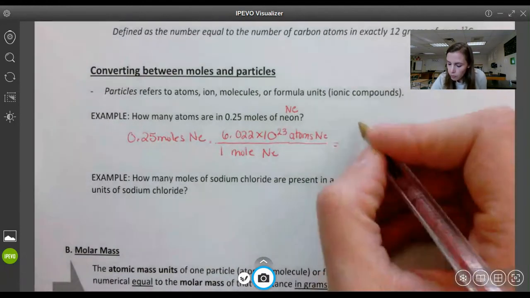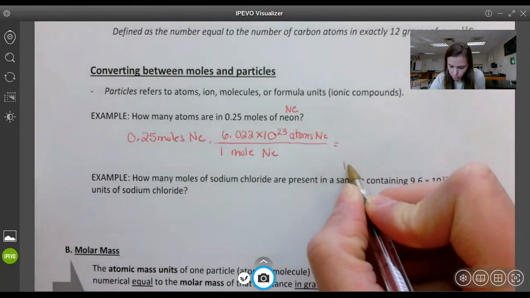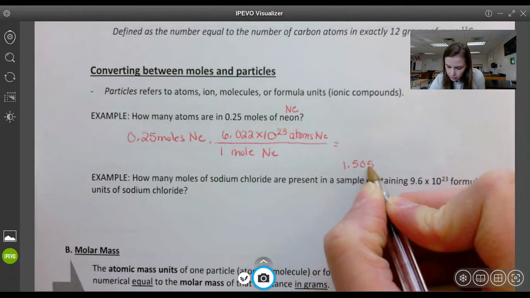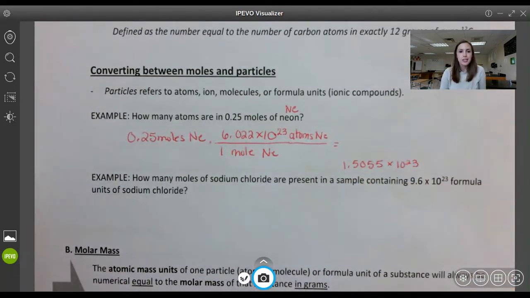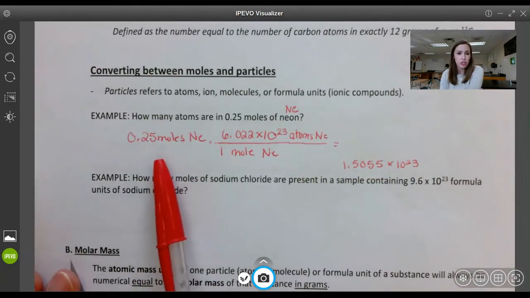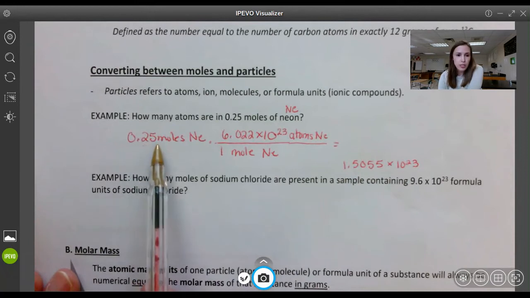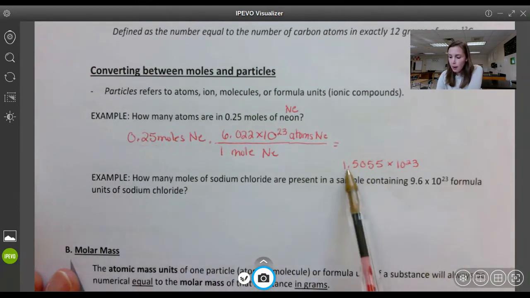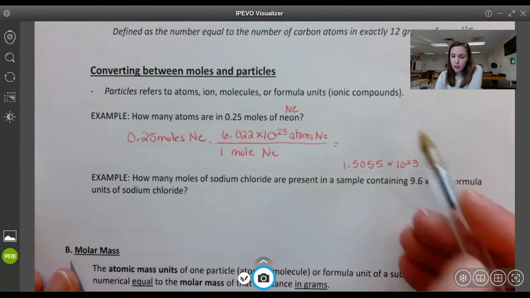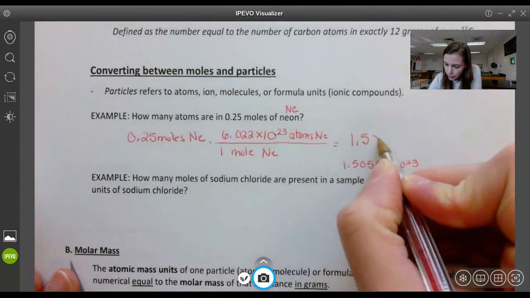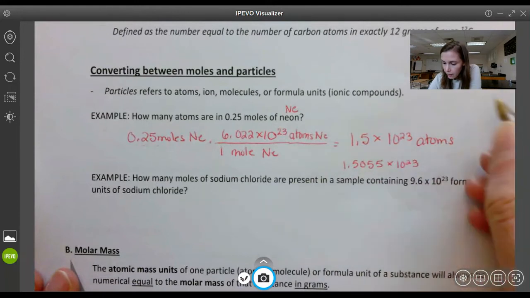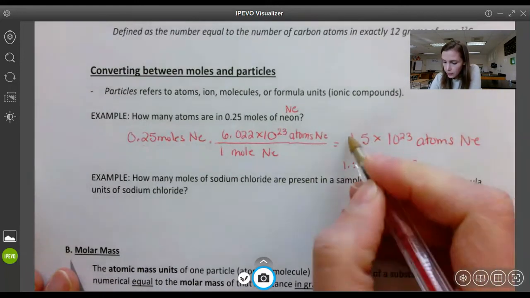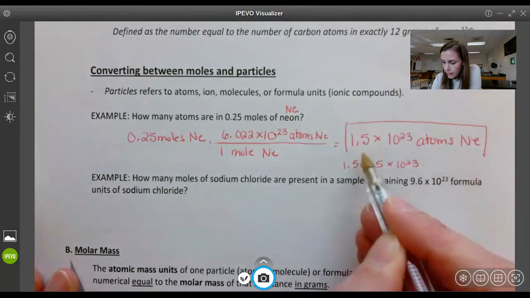One little thing, when you go and plug this into your calculator, I'm just going to write this below, you would get this number in your calculator. And just like in dimensional analysis, you need to use the number of sig figs that you started with or that were given to you. So because I only have 2 sig figs in this 0.25 moles, I'm only going to make sure I show 2 sig figs in my final answer. So this is going to be 1.5 times 10 to the 23rd atoms of neon. And that would be my final answer there.